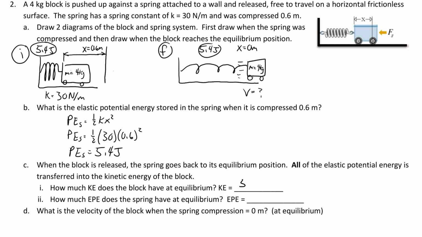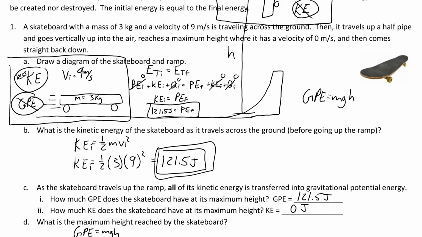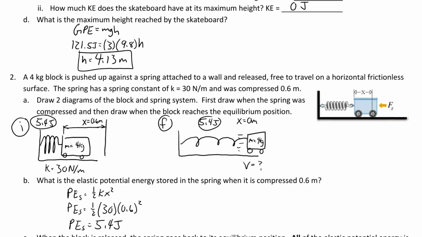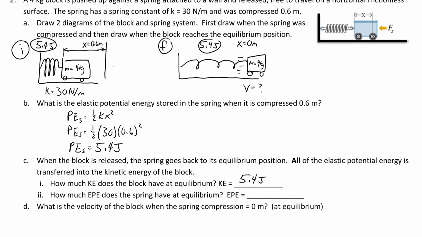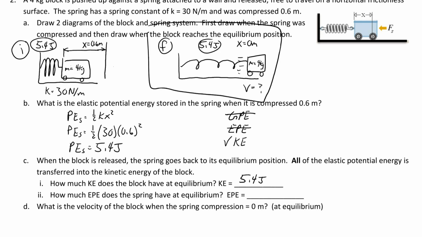So it's 5.4 joules. Again, you could calculate it by doing this formula here, but we don't really need to. We can conceptually do that little check mark game. All right, there's the three types of energy here: GPE, EPE, and kinetic energy. So in this situation here, does it have any gravitational potential energy? Nope. Is the spring stretched or compressed? Nope. It just has kinetic energy. How about in the beginning?